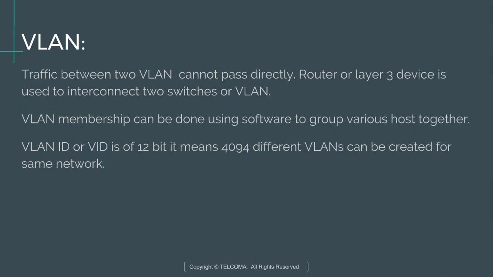Next, the traffic or routing between two VLANs cannot pass directly. So we have to install a layer 3 device, that is a router, to pass the traffic between two VLANs. And the VLAN membership is assigned using software. Here the VLAN ID or VID is used to name the VLAN networks or to differentiate between the VLANs. It is 12 bits, which means 4094 different VLANs can be created from the same network.